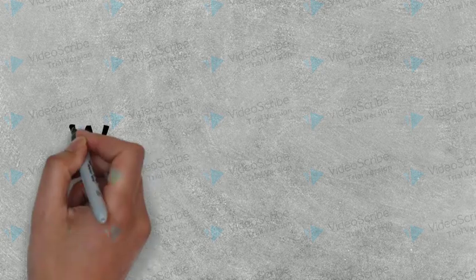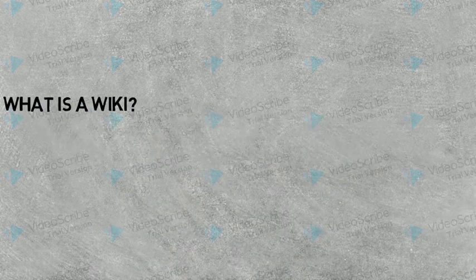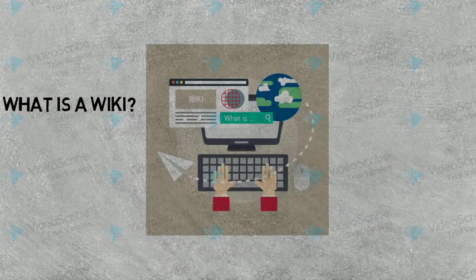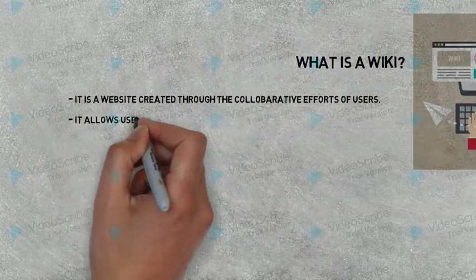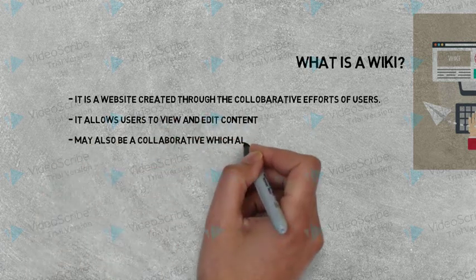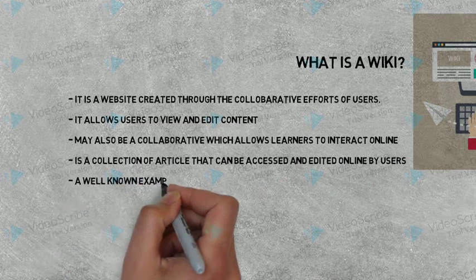Well, what is a wiki? It is a website created through the collaborative efforts of users. It allows users to view and edit content. A well-known example is Wikipedia. We all know that one.